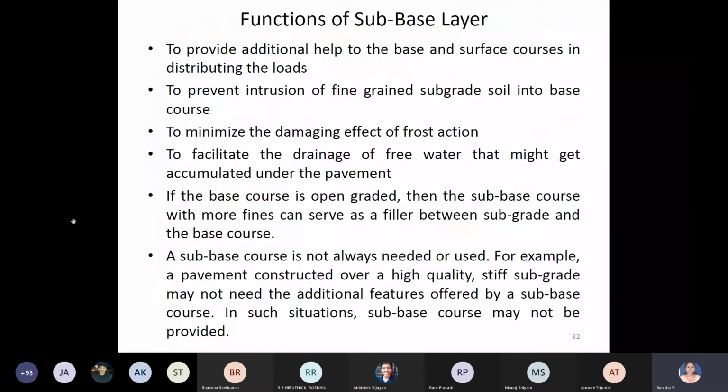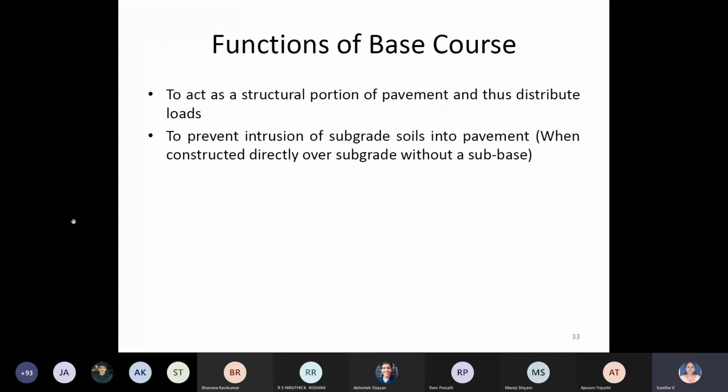These are the desirable properties of soil. Then the subbase: its function is to give additional support to the base and surface course. It should prevent the intrusion of fine-grained subgrade soil, minimize the damaging effect of frost action, and provide drainage. If you have a good subgrade, you can even avoid the subbase.